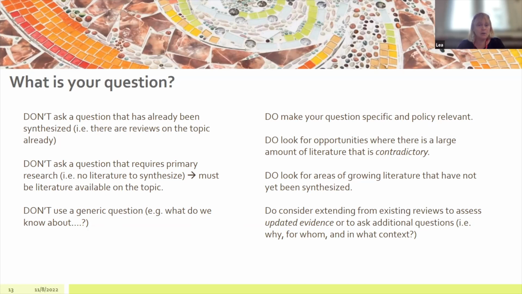Areas where there's an emerging literature, where there's enough to synthesize, but it's not yet been done, or updating evidence. So if it's been 5-10 years and a lot has happened, we can update that evidence, or we can say this paper asked one question, but they didn't go into detail. Maybe there was a quantitative paper about evaluating an intervention, but you're going to write a qualitative assessment, understanding the mechanisms by which interventions do or don't work, or for whom they work and why. Those are just some tips.